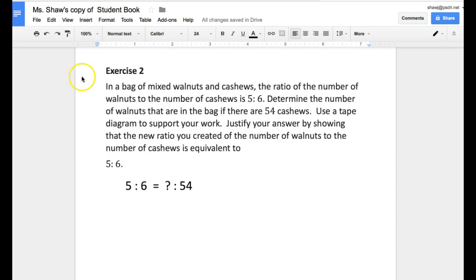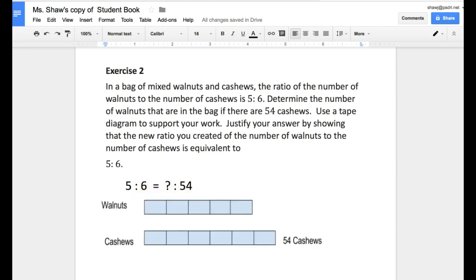Okay, so if you set it up with your ratio 5 to 6, because 5 is walnuts and 6 is cashews, and we know that there are 54 cashews, so we put 54 where the cashew side is, we need to know how many walnuts there are. Well, our tape diagram should look something like this.